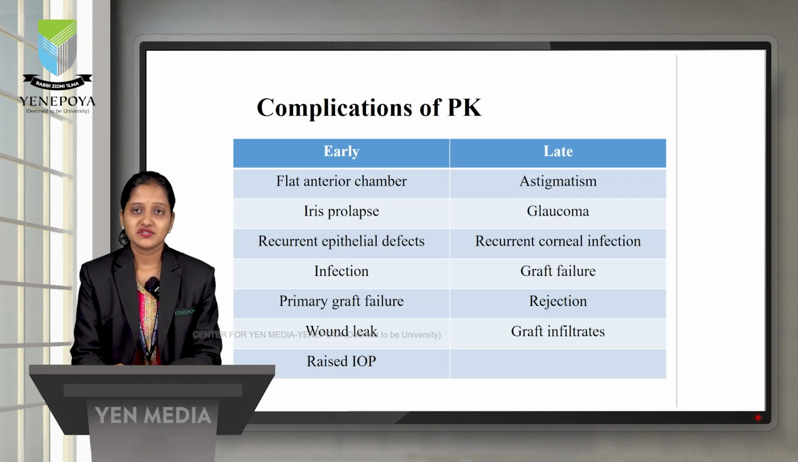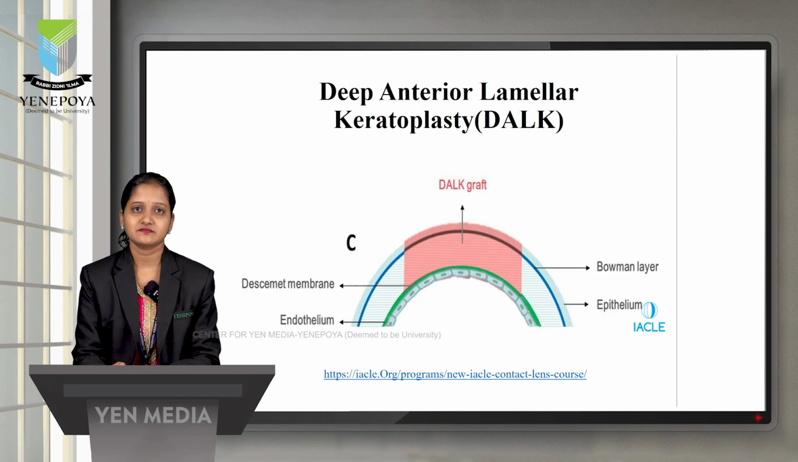Moving on to the complications of penetrating keratoplasty, these are some early and late complications that are listed below. The early complications include flat anterior chamber, iris prolapse which can lead to increased IOP, recurrent epithelial defects, infections, primary graft failure, wound leak and raised IOP. Whereas the late complications include astigmatism, glaucoma, recurrent corneal infections, graft failure, rejection and graft infiltrates.